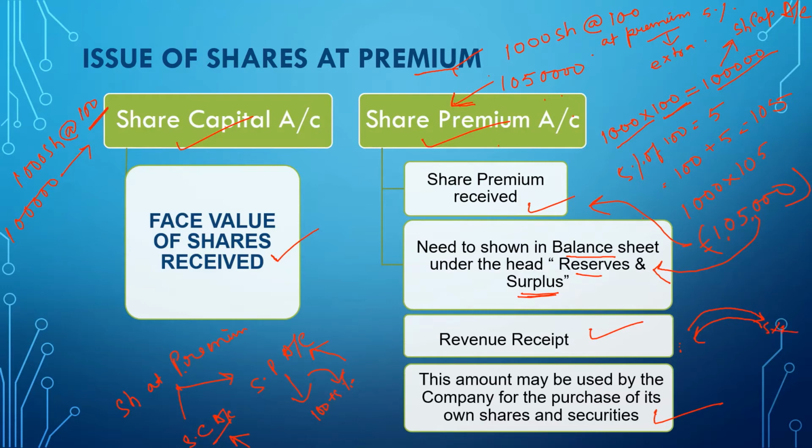So from where will the company get the money? Whatever premium amount the company has taken, the company can use that money for purchase of its own shares or securities. In that way they can spend this share premium amount. Okay, so this is issue of shares at premium.